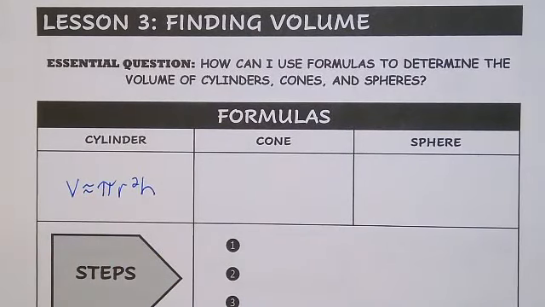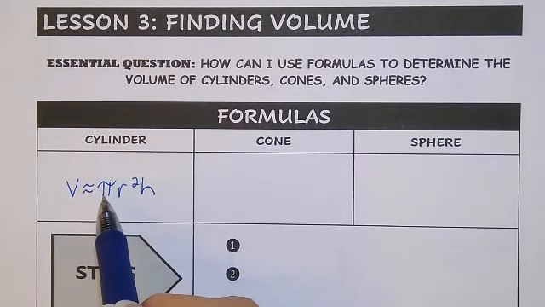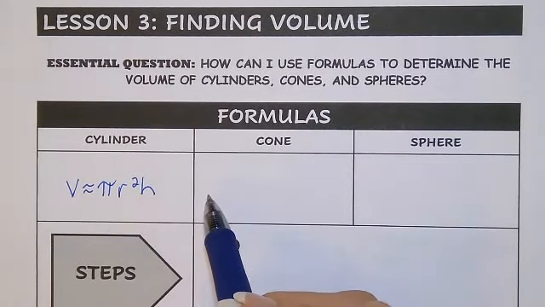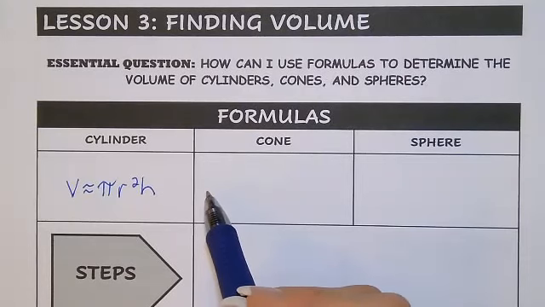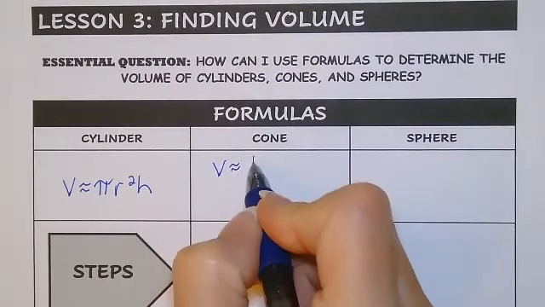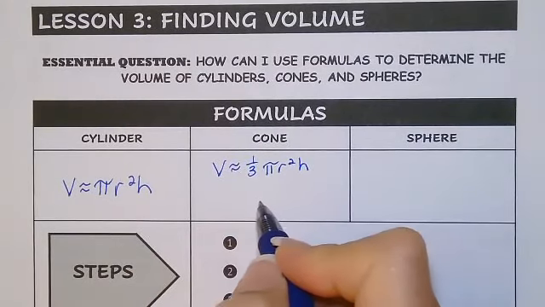The reason it is approximately equal to is because we are using pi rounded to 3.14, and we know pi goes on and on, but because it's rounded, volume is approximately pi r squared h. Okay, the volume of a cone, as we know from our exploration, is 1/3 of a cylinder. So volume is 1/3 pi r squared h.